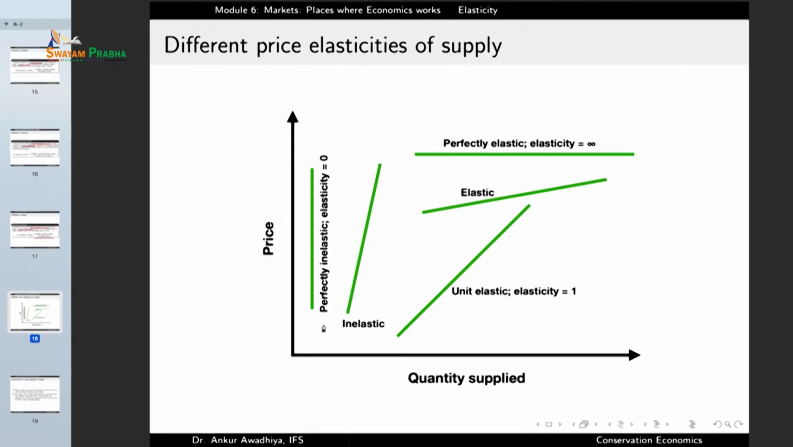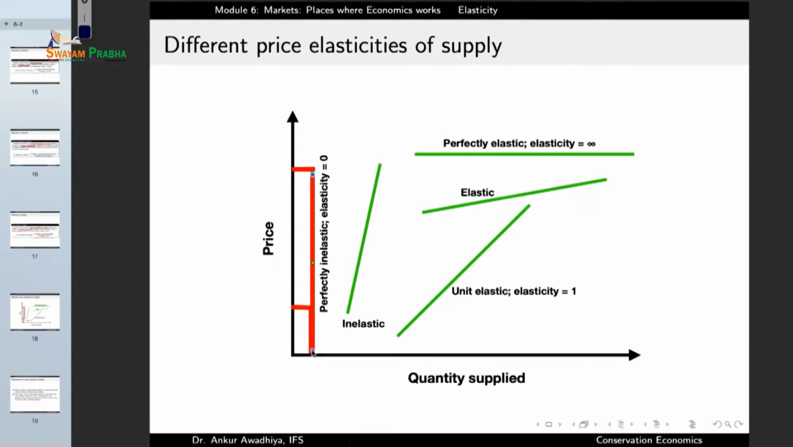We can have a perfectly inelastic supply curve, such as this. Now, in this case, even though there is a big change in the price, there is hardly any difference in the quantity that is being supplied. So, even at this price, the quantity supplied is this much, and even at a higher price, such as this, the quantity supplied is the same. So here again we have the same supply.